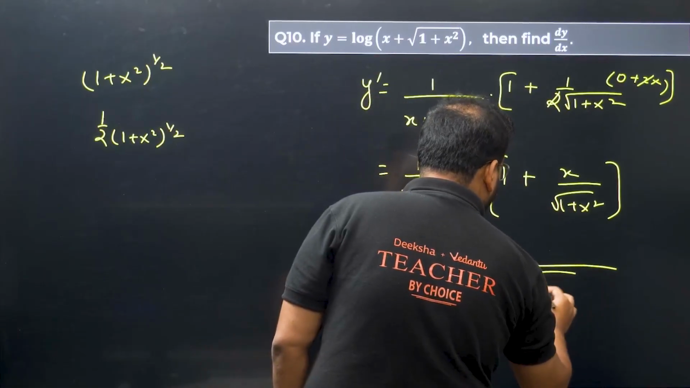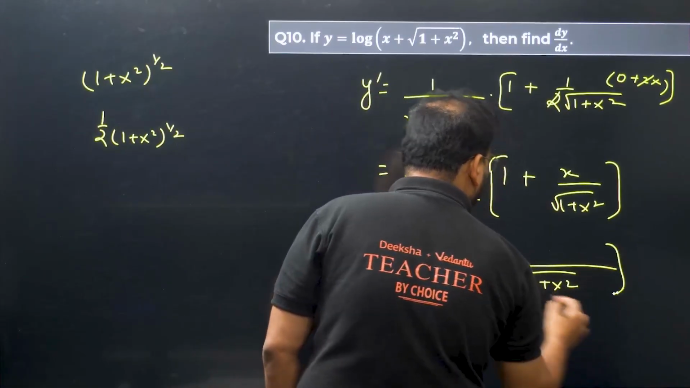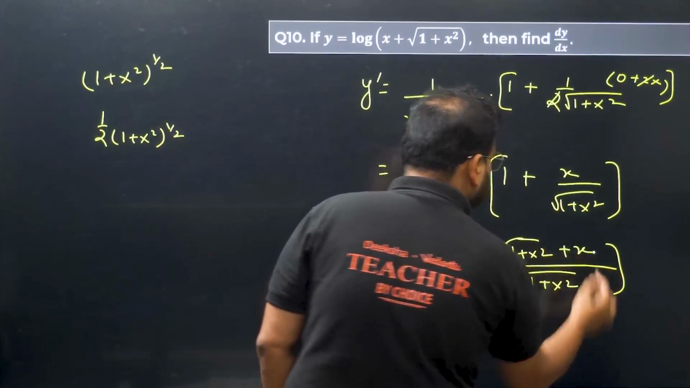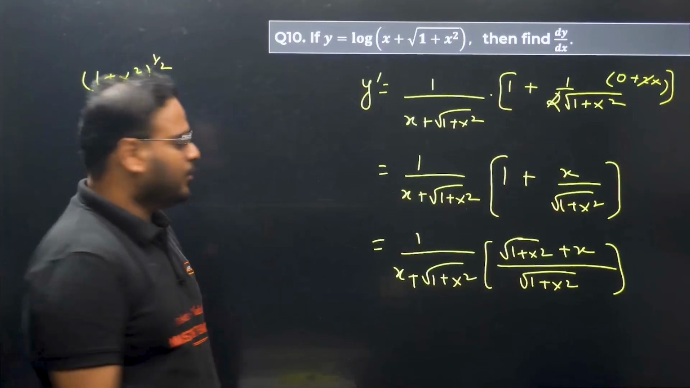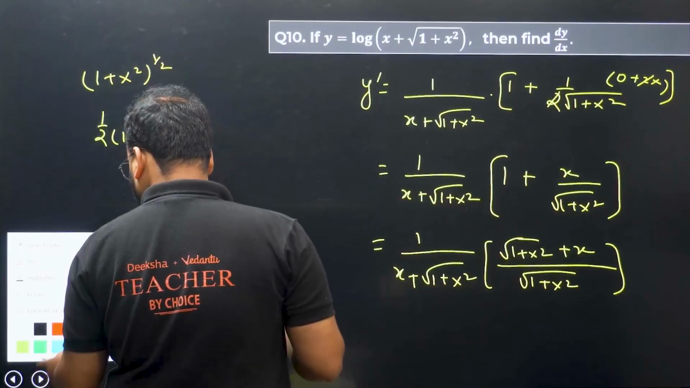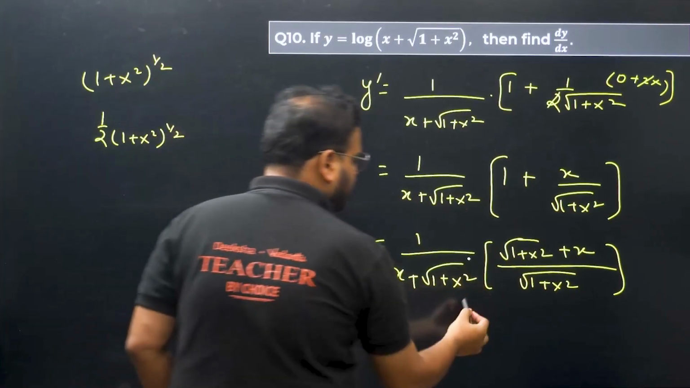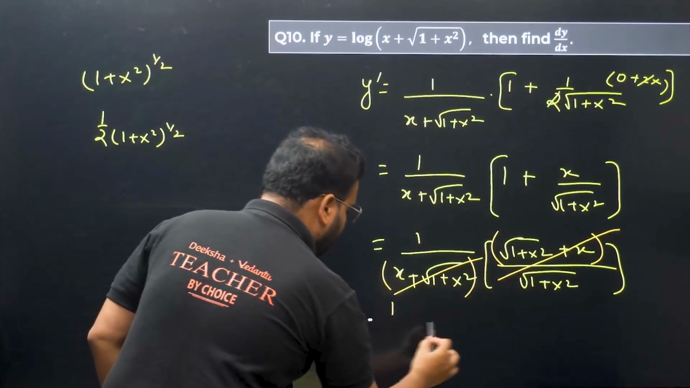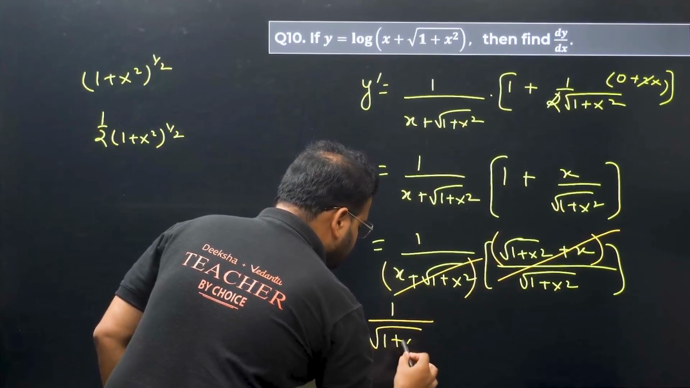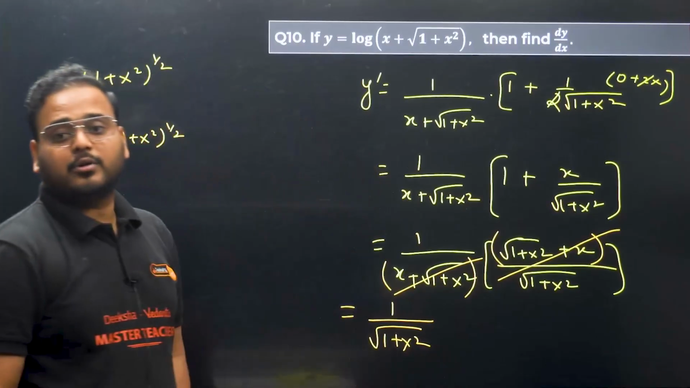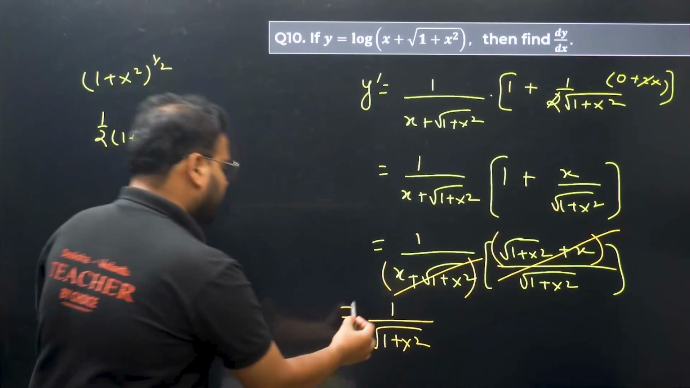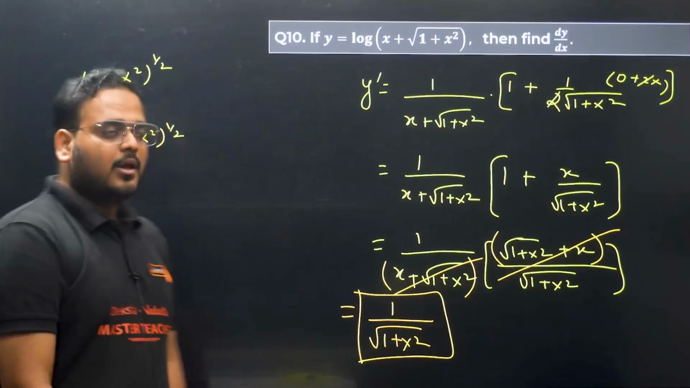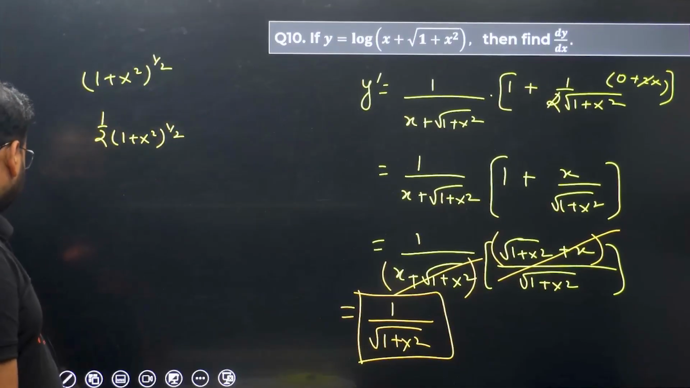If you take the LCM over here, what do you get? You get 1 plus x square plus x plus x. Have a look carefully. This thing and this thing are cancelled. My answer becomes 1 upon root of 1 plus x square. 1 upon root of 1 plus x square is the final answer. Please cross check. Got it? Question number 10 is also over.